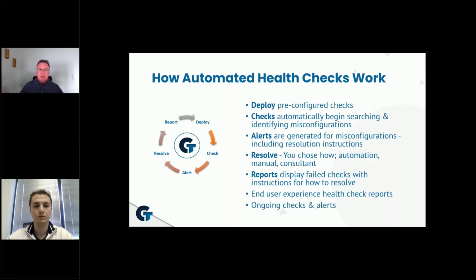So the way the automated checks work, you start with deploying it. So it's pre-configured. The health checks go into your environment. They start working. They're looking for issues that fall outside of Citrix best practices, outside of Citrix guidance. So you think of it as you're looking for all of the future troubleshooting tickets that never actually have to be realized, because you're going to get advance notice of what's wrong and you're going to have the opportunity to fix that.